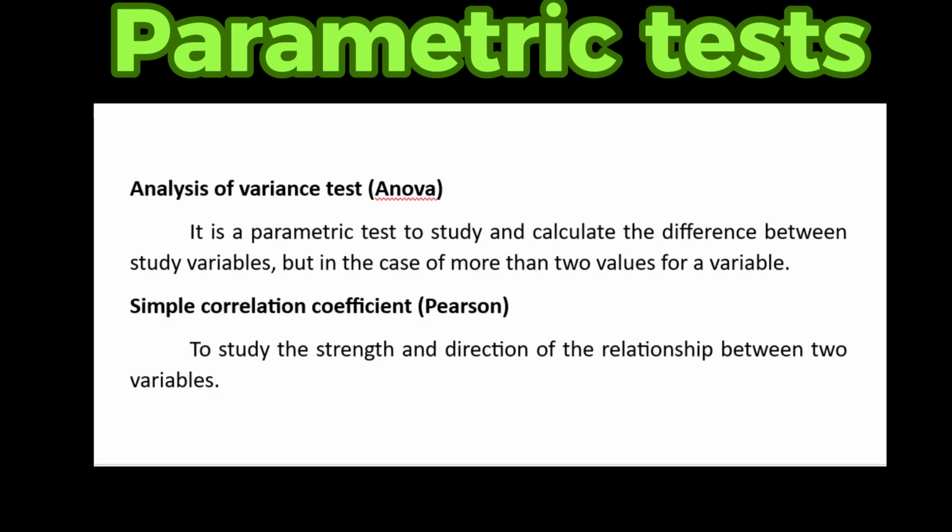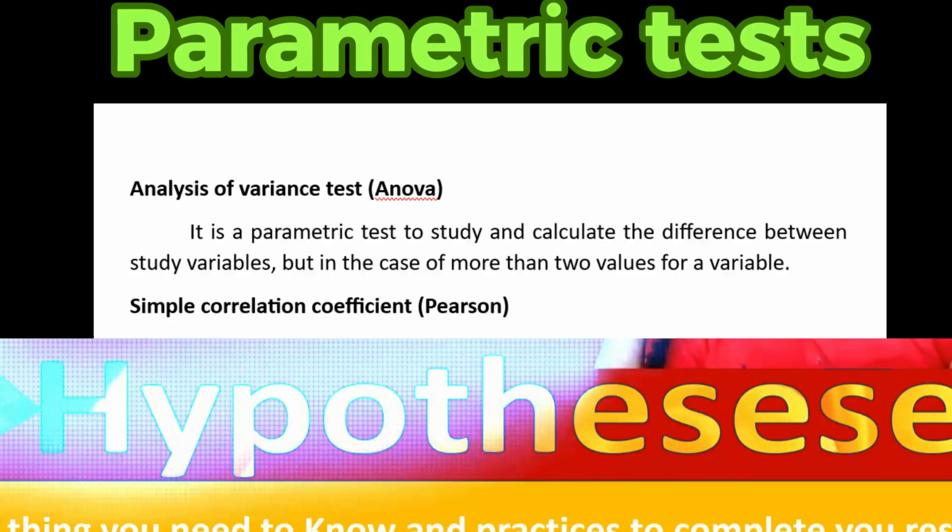Analysis of variance test, ANOVA. It is a parametric test to study and calculate the difference between study variables, but in the case of more than two values for a variable. Simple correlation coefficient, Pearson, to study the strength and direction of the relationship between two variables.